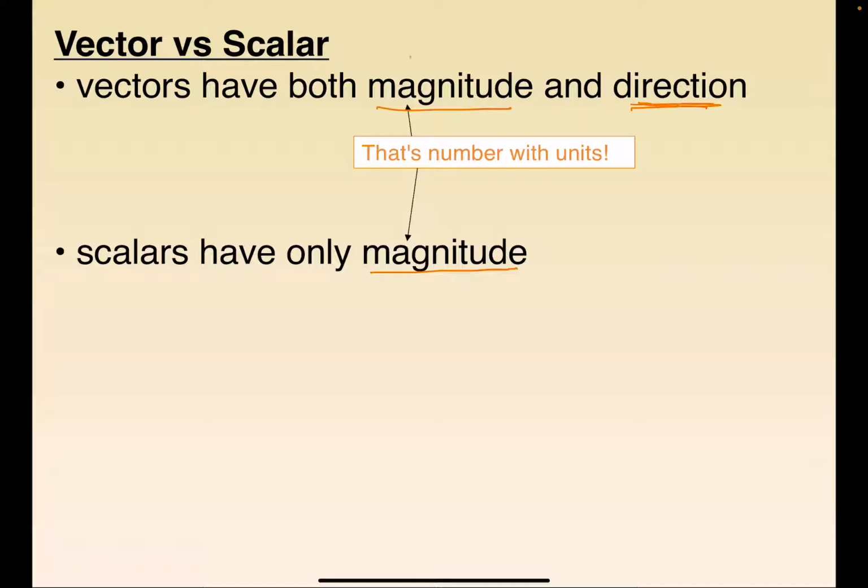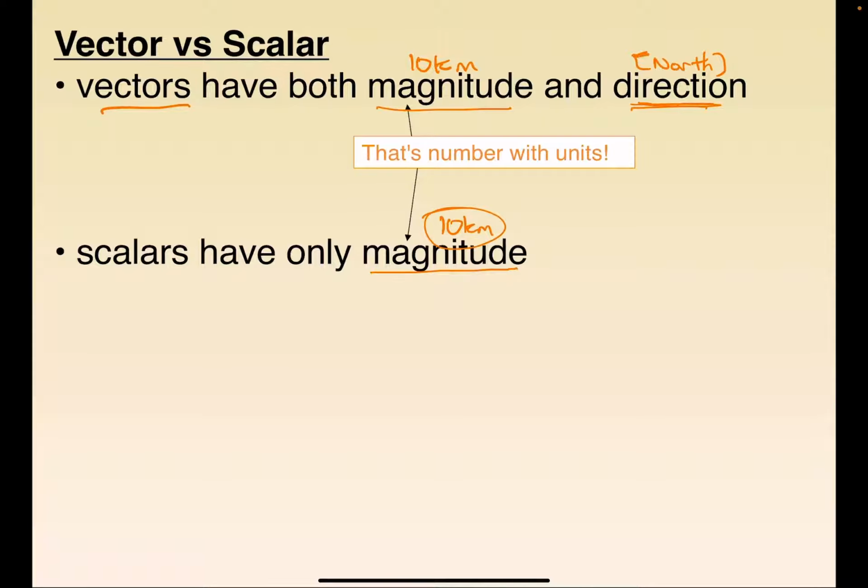So, for example, I could say I walk 10 kilometers. If it's just I walk 10 kilometers, then that's a scalar. That's like this guy down here. If, however, I told you I walked 10 kilometers and I went north, that has both magnitude and direction. That is a vector then.